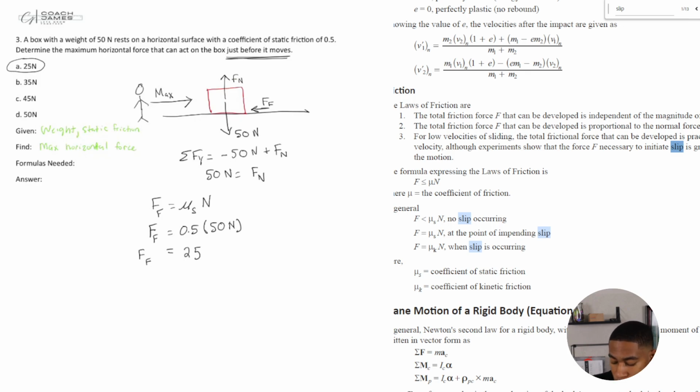So if he pushes any more than 25 newtons, then it's going to move. If he pushes less than 25 newtons, it's not even going to think about moving. But at the point of 25 newtons, it's the point just before the box moves. So hopefully that makes sense.